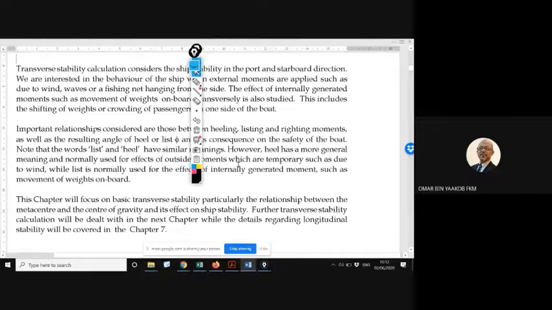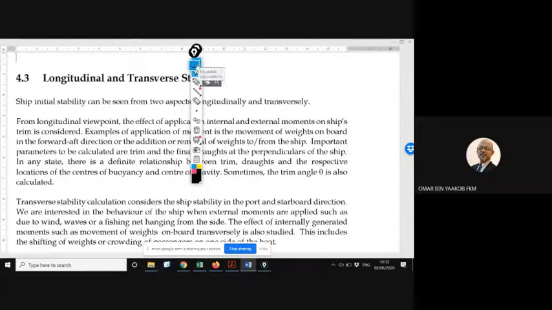Then we come to the topic of transverse and longitudinal stability. What do we mean by transverse and longitudinal stability?